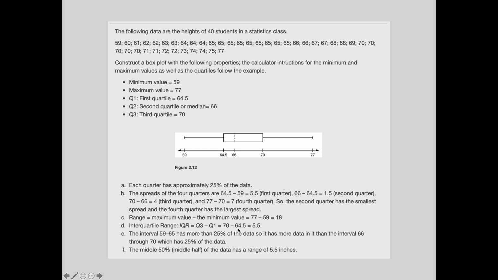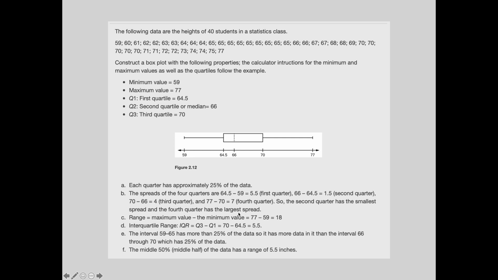The spreads of the 4 quarters are, this has a spread of 5.5. You just subtract to get it. The next one has a spread of 1.5. Just subtract. 4 and 7. So the second quarter has the smallest spread. It's very close, 1.5. Okay. The range is the maximum value minus the minimum value. If I subtract them, that's part C here, I get 18. Interquartile range is going to be the third quartile, which is 70, minus the first quartile, which is 64.5. That gives me an interquartile range, IQR, of 5.5.